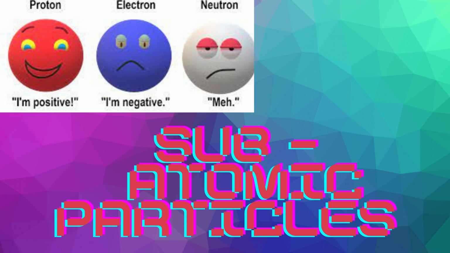Neutrons are uncharged particles. They are also found in the nucleus of an atom. Neutrons have a mass of about 1 amu, similar to protons. The number of protons and neutrons in an atom together determine its mass number.